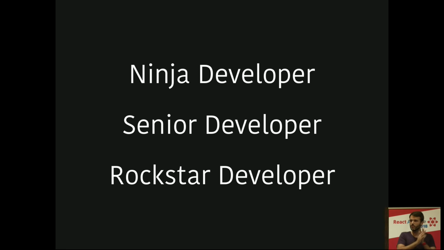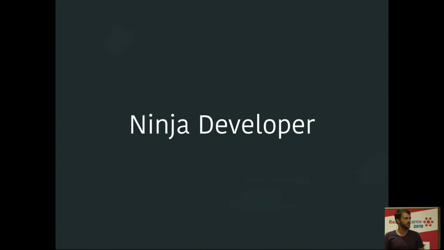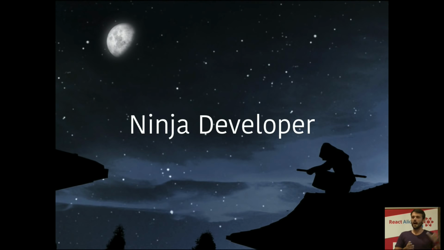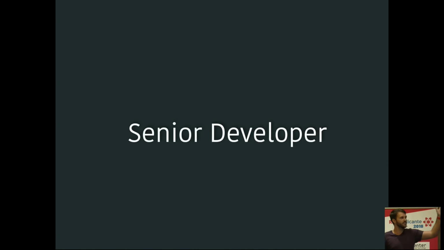I have a problem with these three terms that we use, and I think they're really damaging in our entire community and industry. So we have Ninja, Senior, and Rockstar developers. Let's dissect them one by one. First, Ninja developer. Do you ever see a person on a roof coding Webpack configs? No, ninjas are doing ninja stuff. Forget about this one. Then we have senior developer.